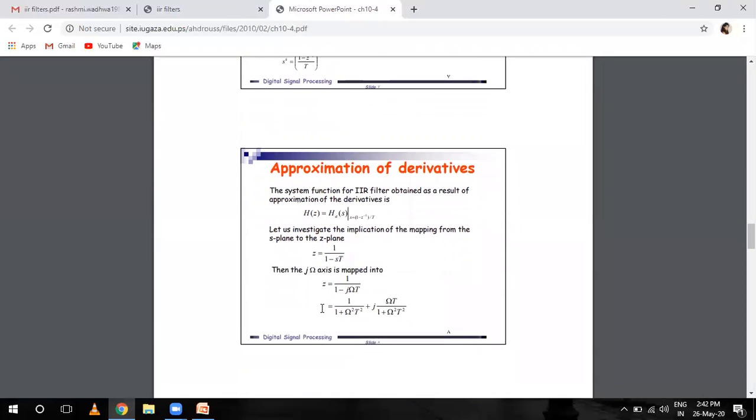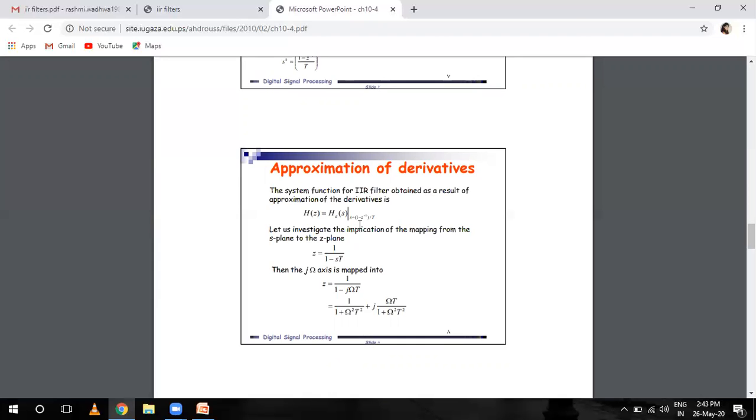The system function for the IIR filter obtained as a result of approximation of derivative is H(z) equals H(s) at s equals 1 minus z inverse by T. Let us investigate the implications of the mapping from the S plane to the Z plane. z is equal to 1 upon 1 minus sT. Then the j omega axis is mapped into z is equal to 1 upon 1 minus j omega T.